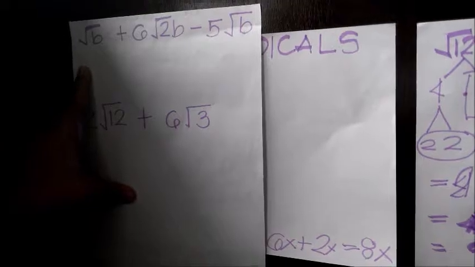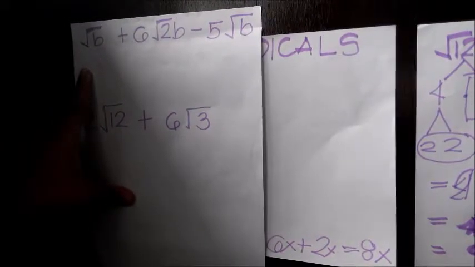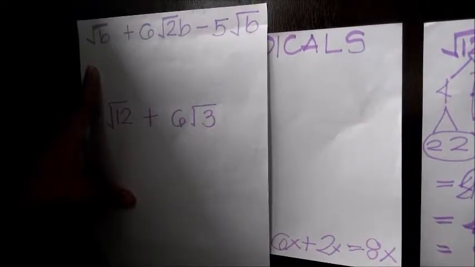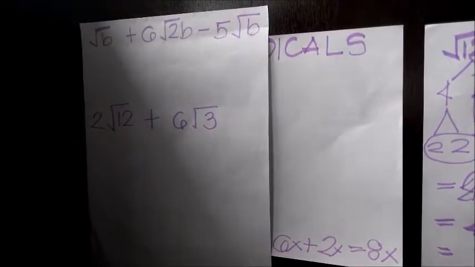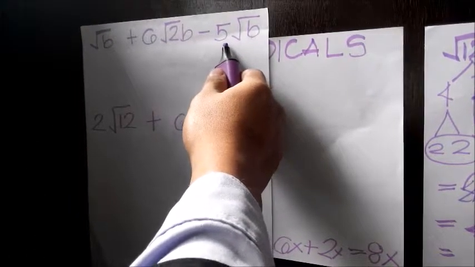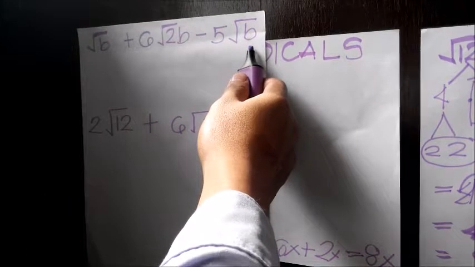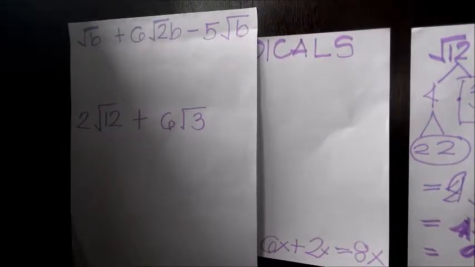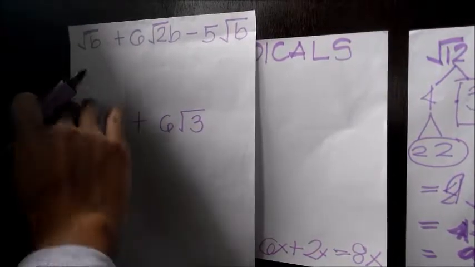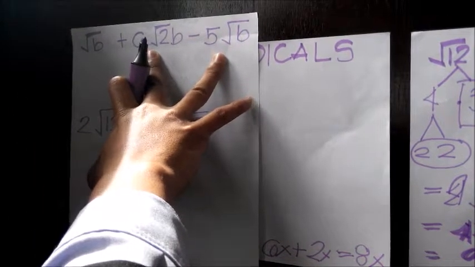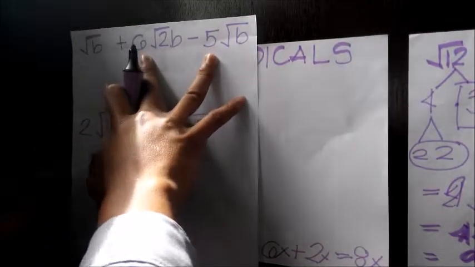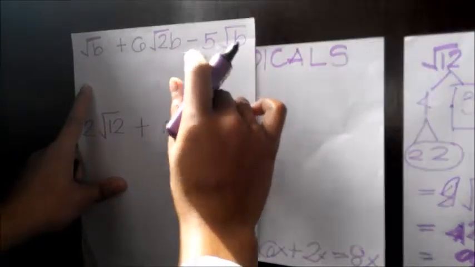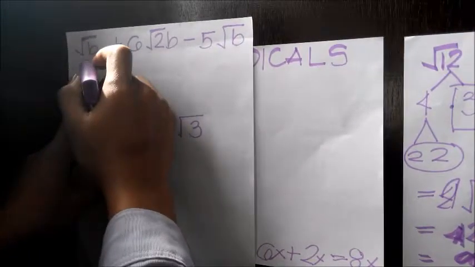On the next problem, basically what we are going to do is look for similar square roots. We found that the square root of b and the 5 times the square root of b are the same. So what we are going to do here is simply combine the square root of b and the 5 times the square root of b.